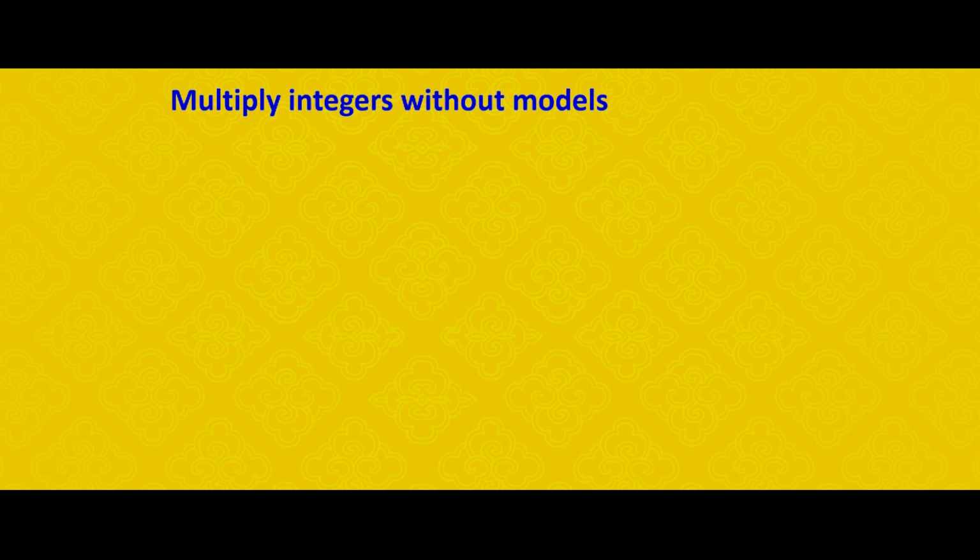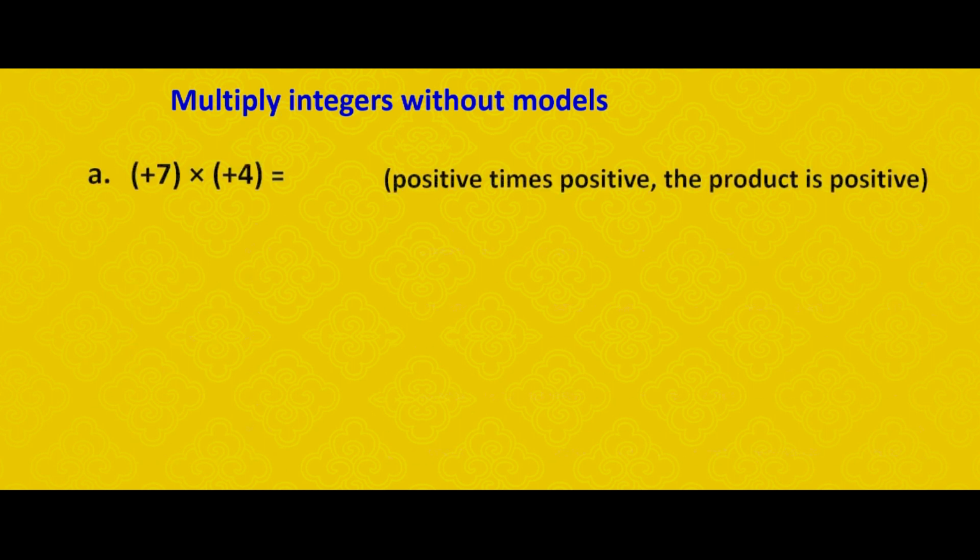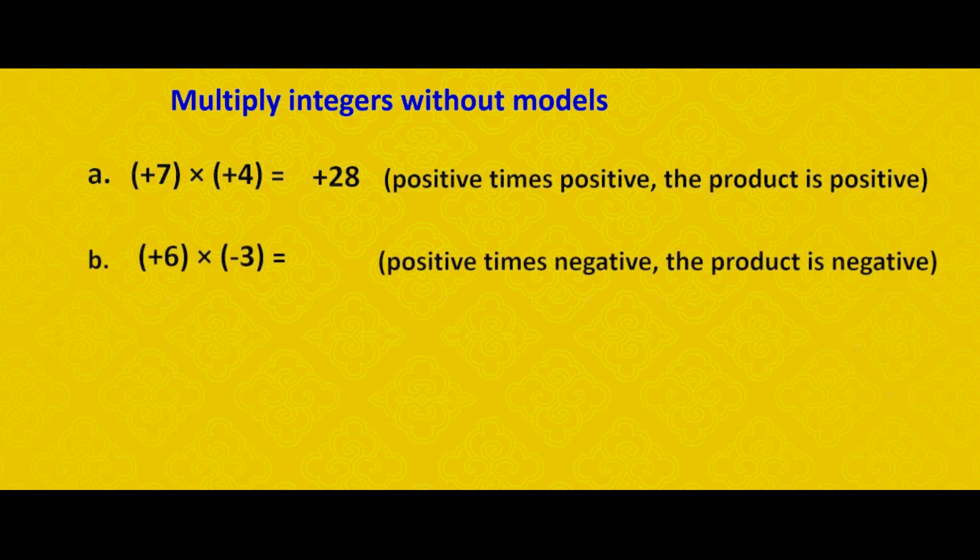Multiplying integers without models. A, positive 7 times positive 4. Positive times positive, the product is positive, so we get positive 28. B, positive 6 times negative 3. When you multiply positive times negative, the product is negative, so positive 6 times negative 3 is negative 18.